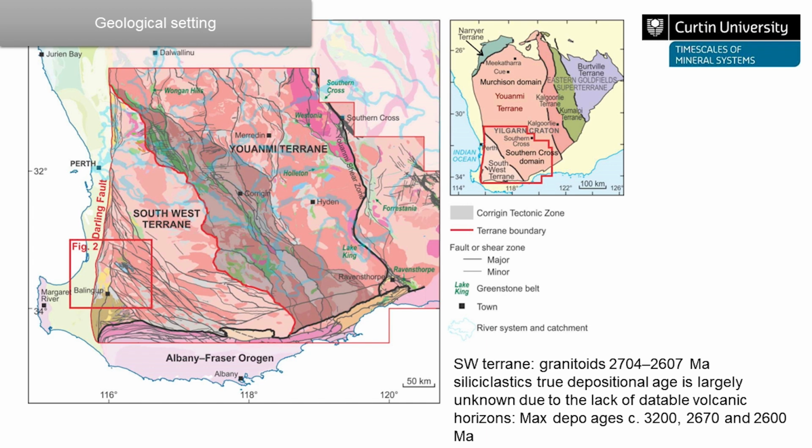So we're going to go off to the southwest terrain, and we're going to look at an enigmatic dyke just about here. As we've heard, the southwest terrain appears to have, for the Yilgarn, relatively young granites, about 2.7 to 2.6 Ga, although there are some older components that we've heard about. And the siliciclastic sequences that these granites intrude into are not very well known. We've just got maximum depositional ages.